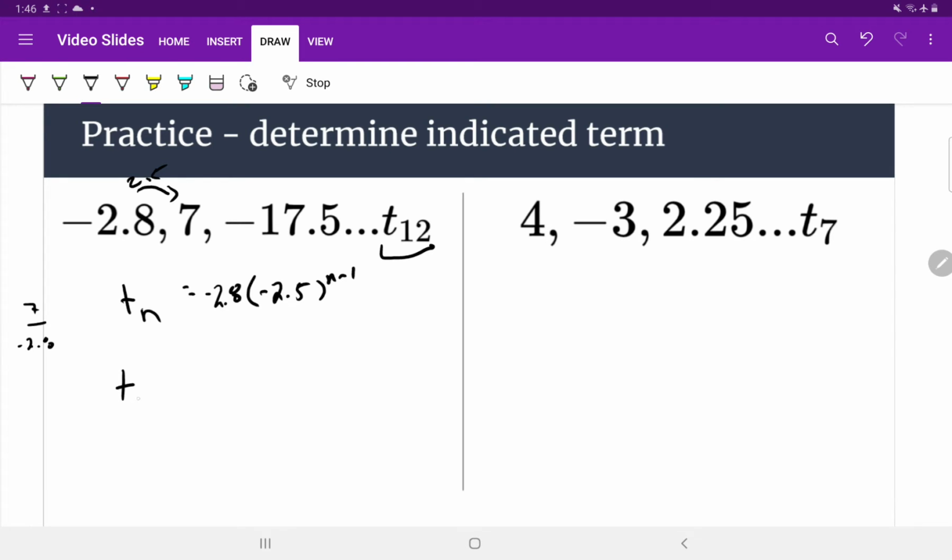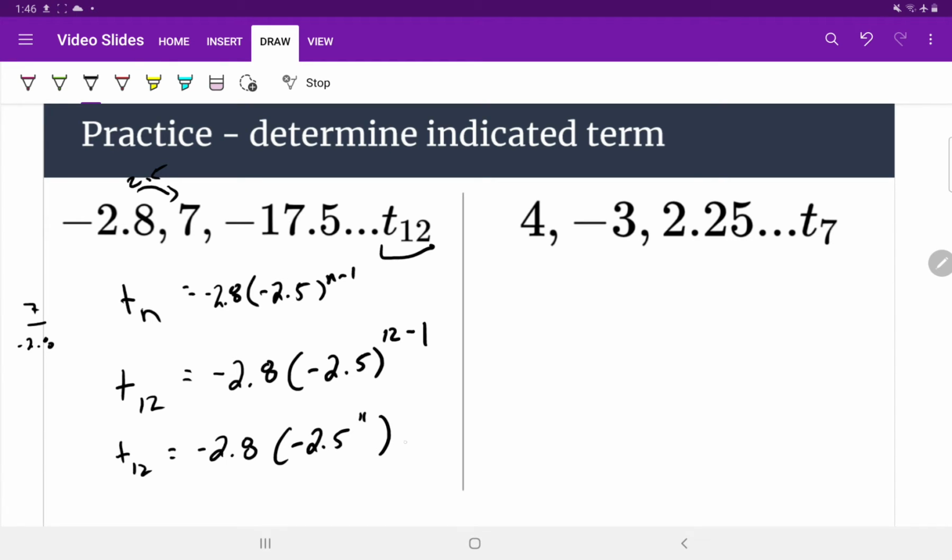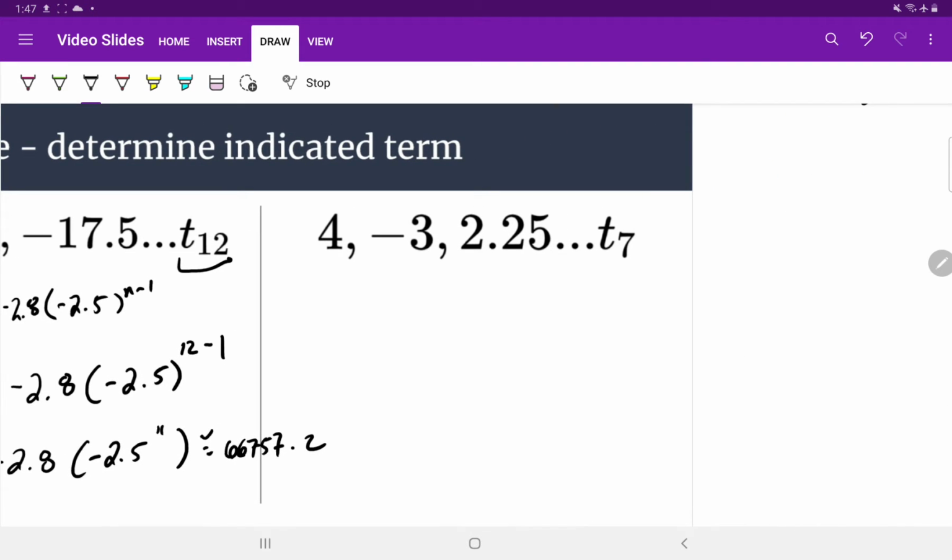I'm looking for term 12, so term 12 is equal to negative 2.8 times negative 2.5 raised to the 12 minus 1, or negative 2.8 times negative 2.5 raised to the 11. Doesn't matter whether it's inside or outside the brackets. So I'm going to go negative 2.5 raised to the 11th power. It's going to give me a big number. And then times negative 2.8 is going to give me approximately, I'm going to have to round here, 66757.2.